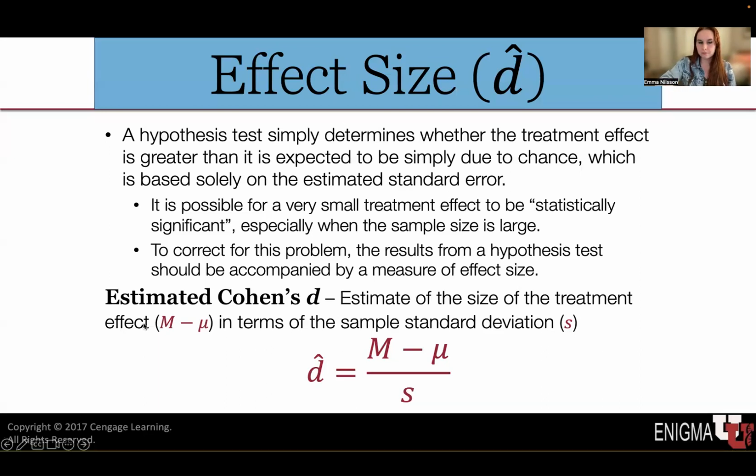So this d prime here, d with a little hat, is called estimated Cohen's d. And it's the same as the Cohen's d that we talked about before, but instead of using the population standard deviation in the denominator, we are going to use the sample standard deviation in the denominator. And as a result, the estimated Cohen's d is going to be an estimate of the size of the treatment effect in terms of the sample standard deviation.